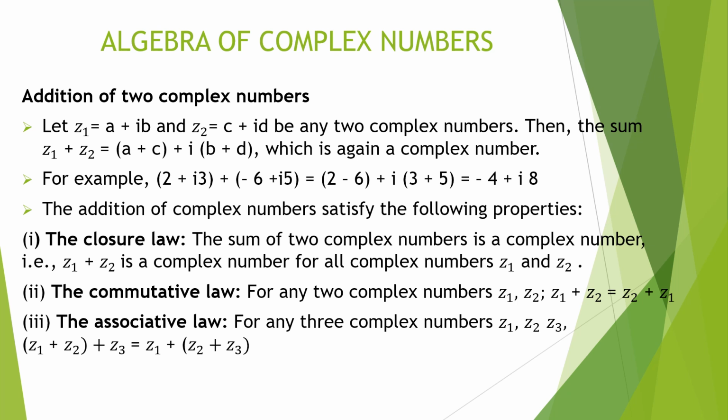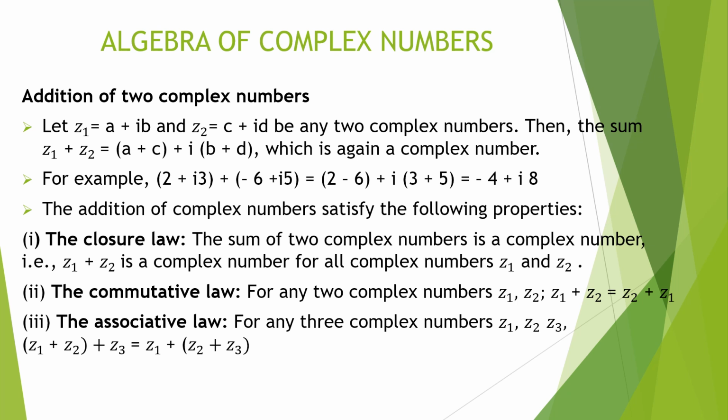Like we have real numbers, we have the algebra of complex numbers. First of all, addition of two complex numbers. If z1 is equal to a plus ib and z2 is equal to c plus id are any two complex numbers, then their sum z1 plus z2 is equal to a plus c plus i into b plus d. Means the sum of the real parts plus i into the sum of the imaginary parts.